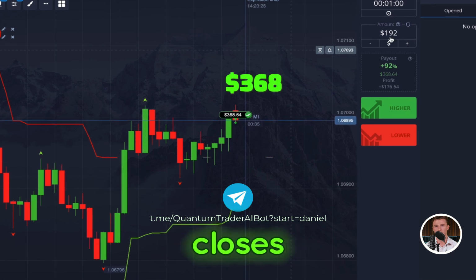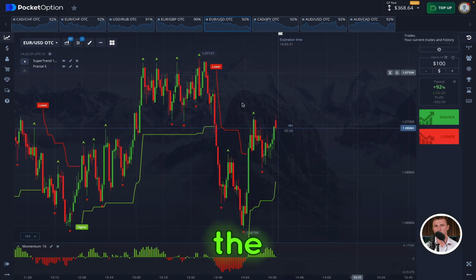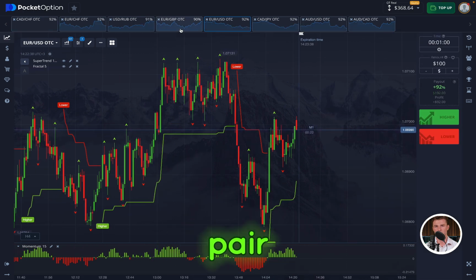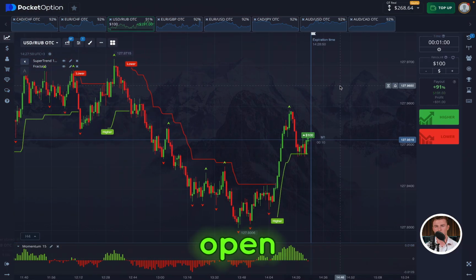And the position closes in a plus. Great, the second transaction has successfully worked out. The exit to the top has occurred. Let's continue further analysis and select the next currency pair. And let's open an upward position here.